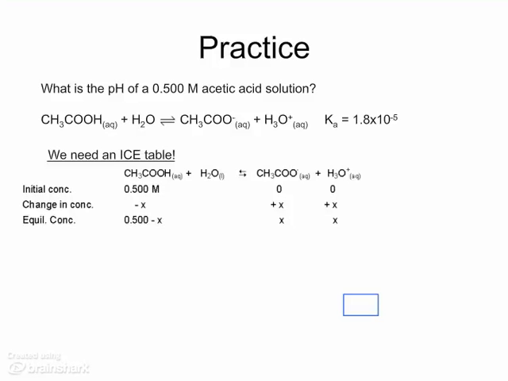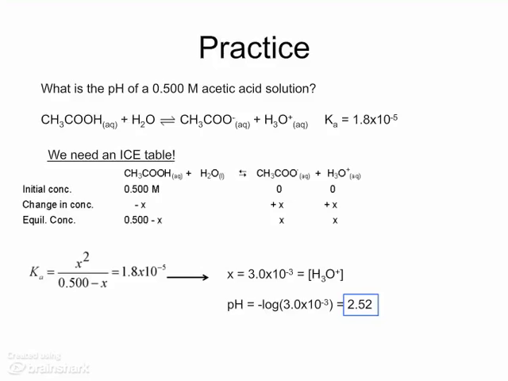So we need an ice table. The initial concentration of acetic acid is given as 0.5 molar, and the initial concentration of acetate and H3O+ can be assumed to be about 0. The change in acetic acid is minus X, and the change in acetate and H3O+ are both plus X. So at equilibrium we have 0.5 minus X for acetic acid, X for acetate, and X for H3O+.